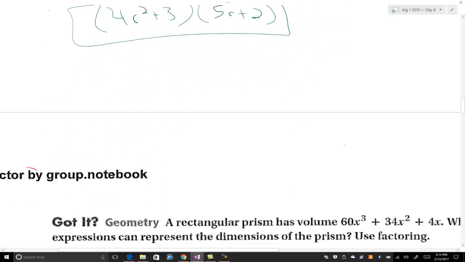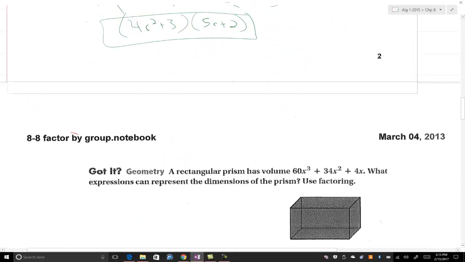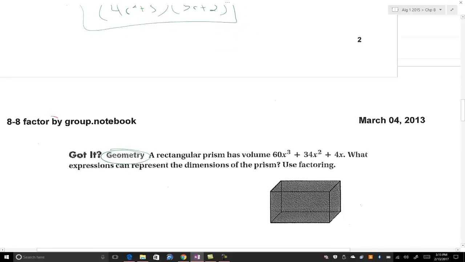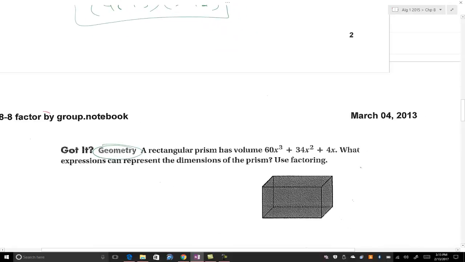All right. Now what we don't want to do is forget about what's going on. Right? We look at a geometry connection. We're talking about the volume. So remember, the volume is the length times the width times the height. So we're looking at 3 dimensions. So we have x to the 3rd power.